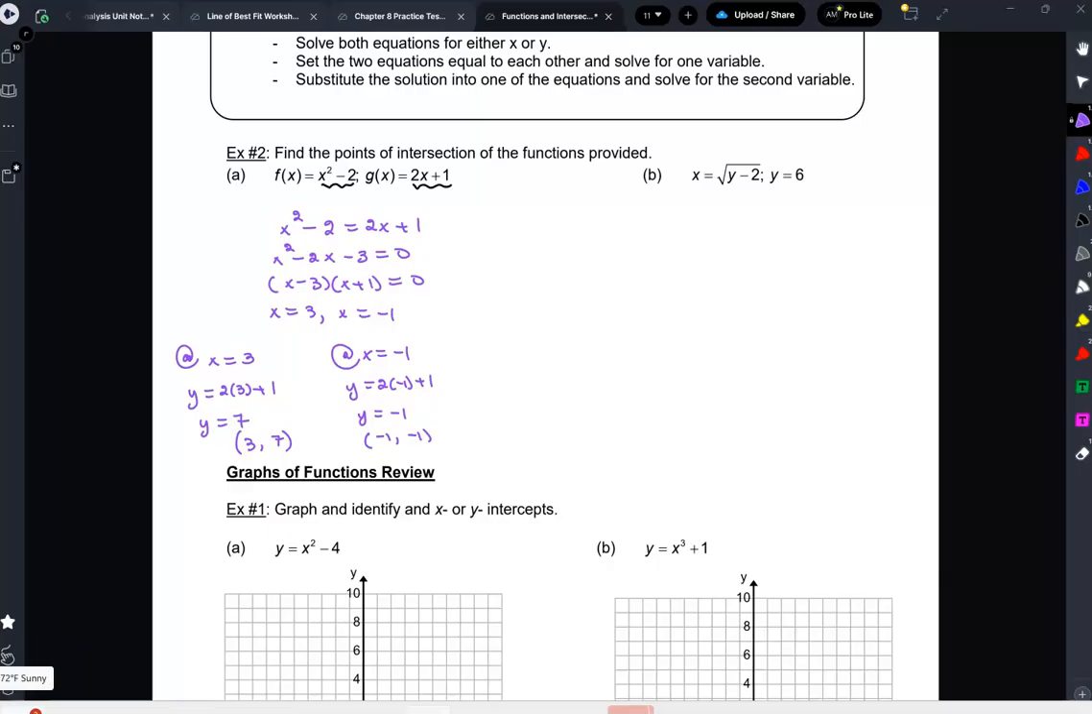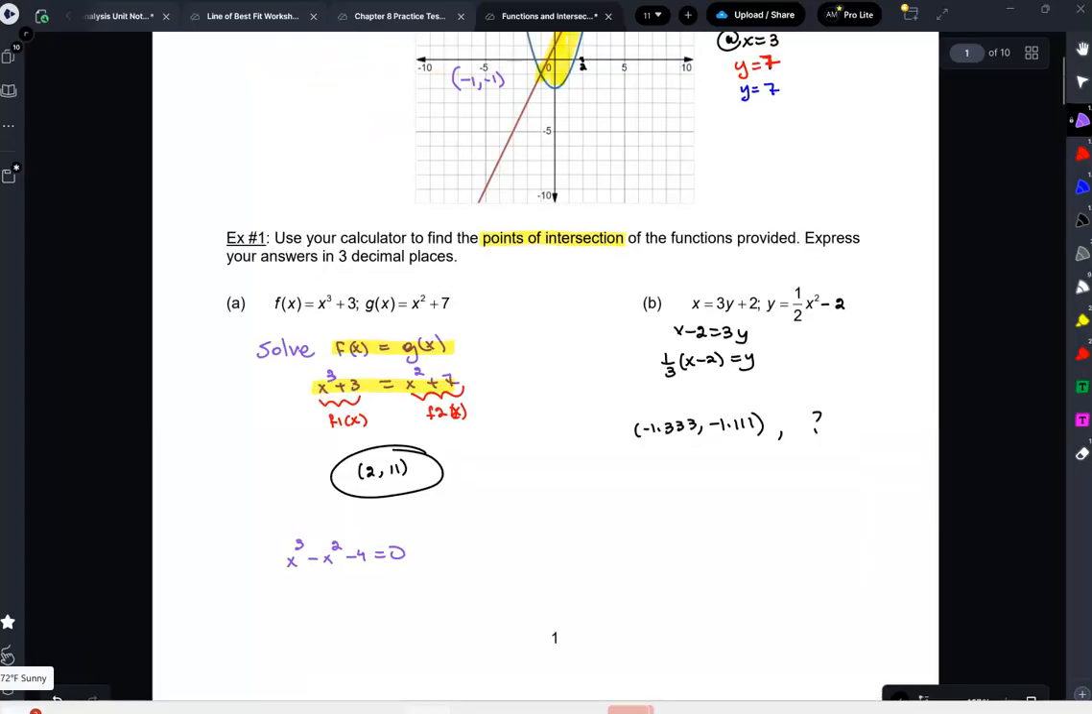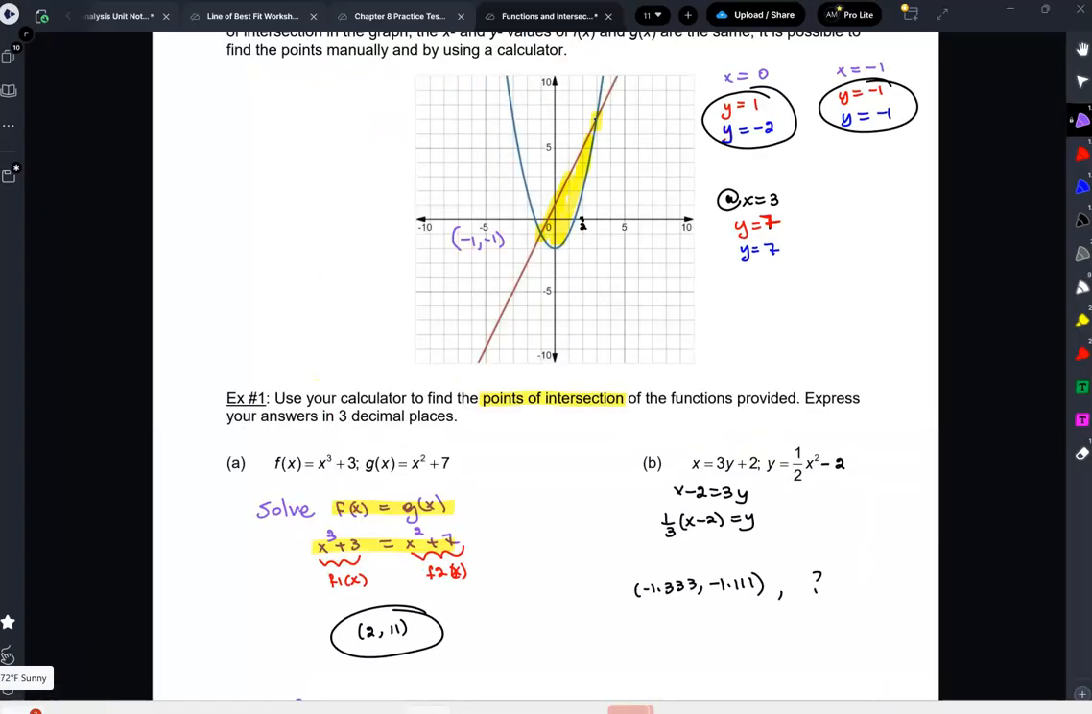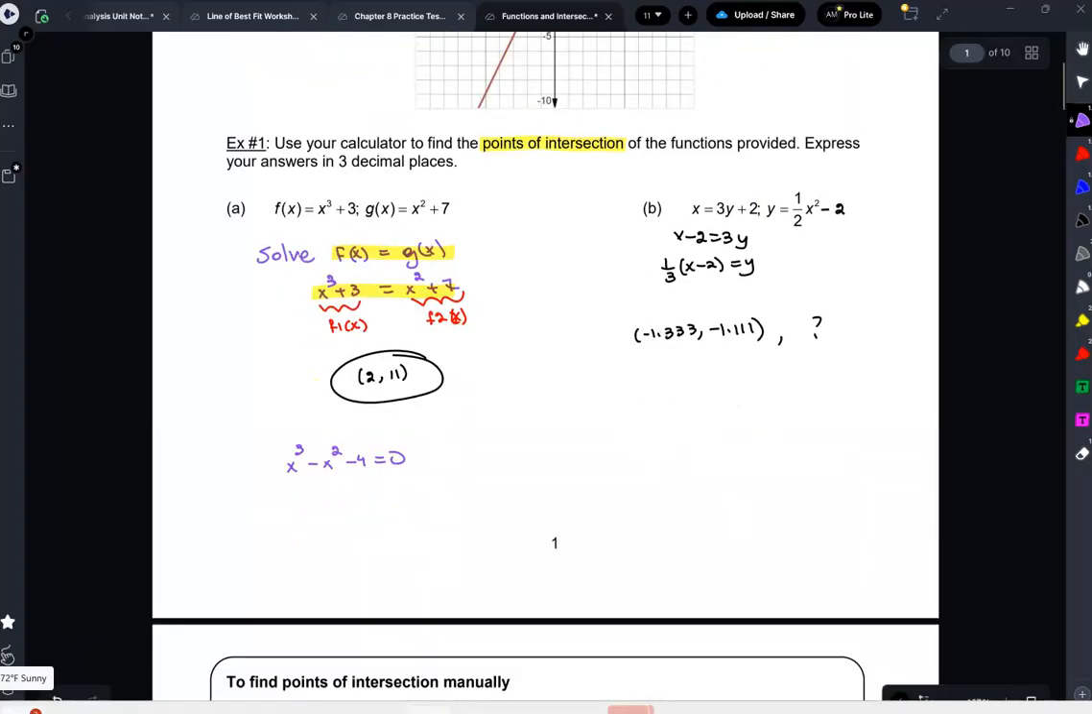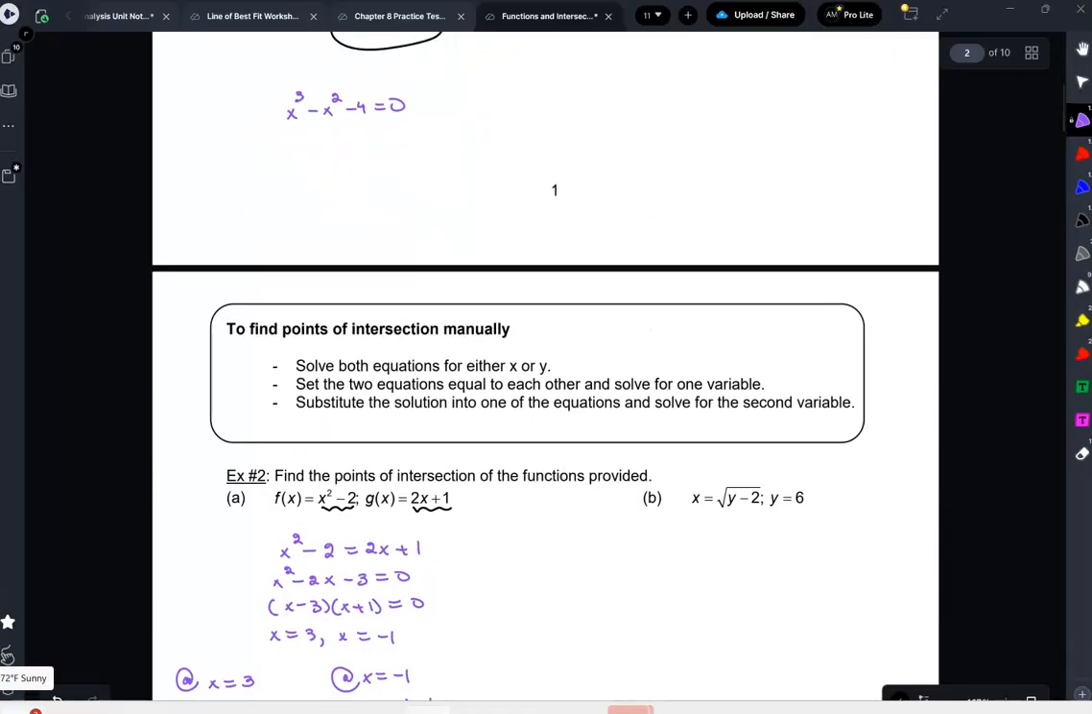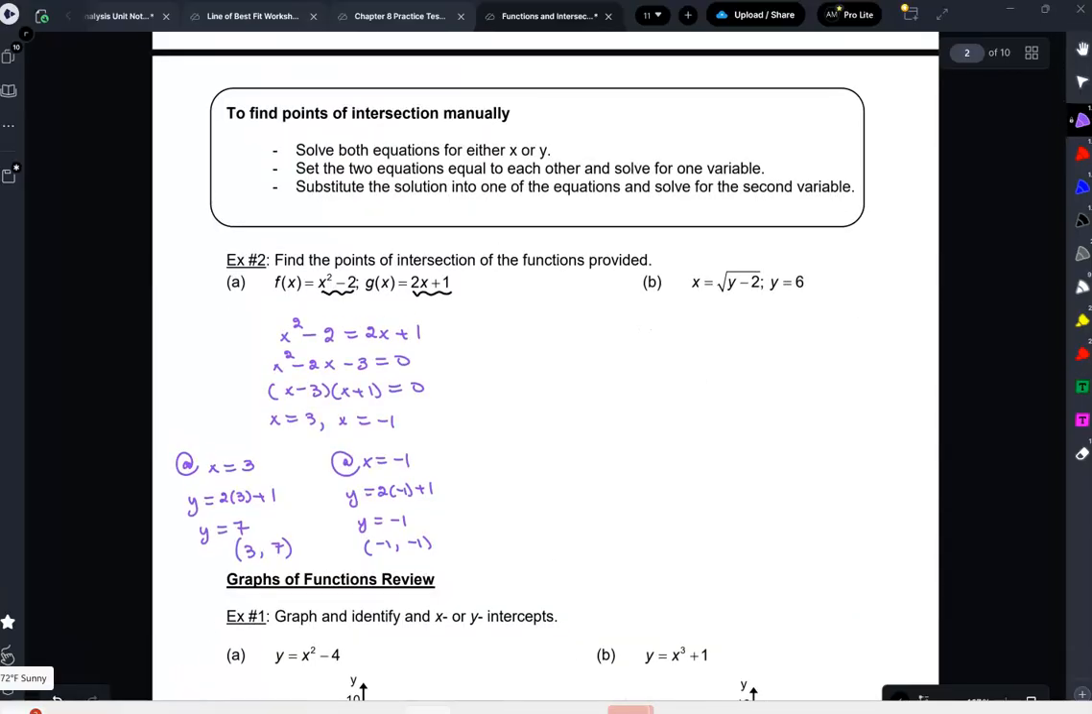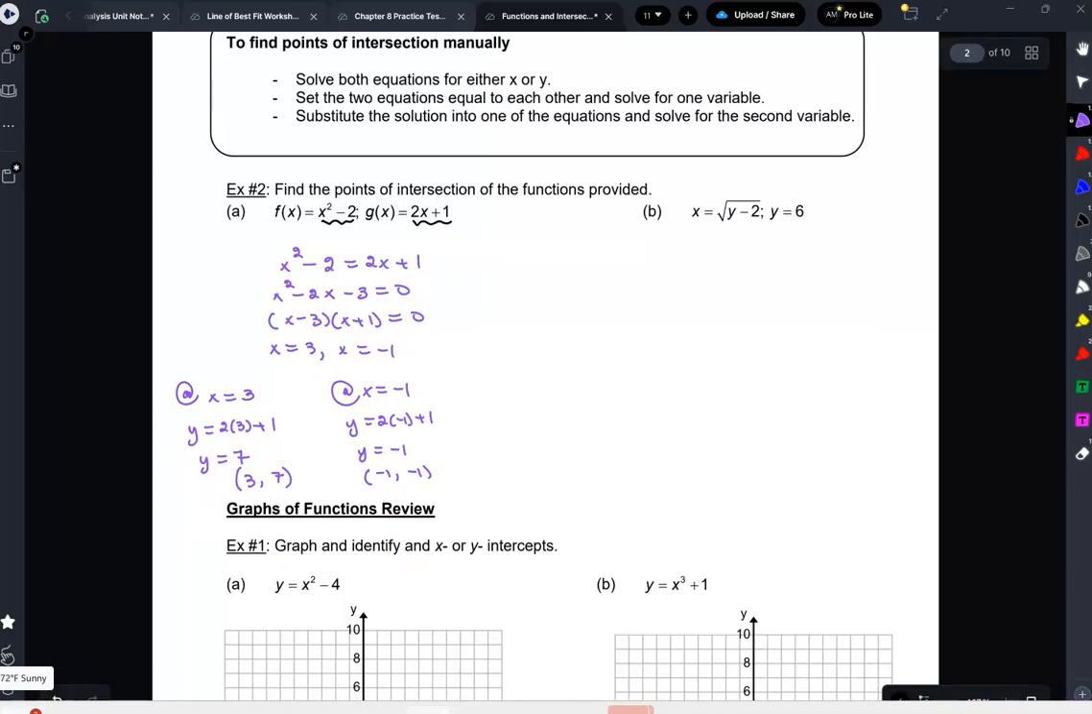All right, yeah. How do you know which one? Either one, because at the points of intersection, both of the functions have the same y value, so it doesn't matter which one you plug it into. You're supposed to do it for both of the x's, but only plug it into one of the y's because you get the same y value. Okay? All right, so take a look at this one.